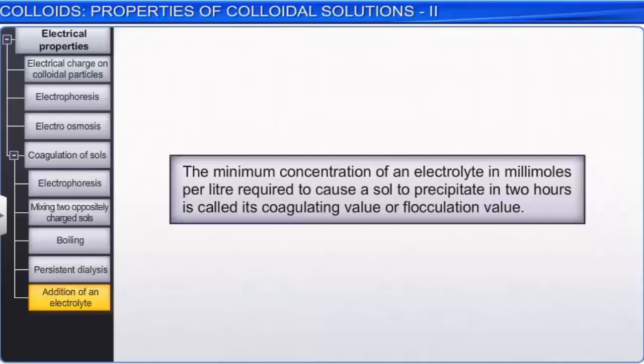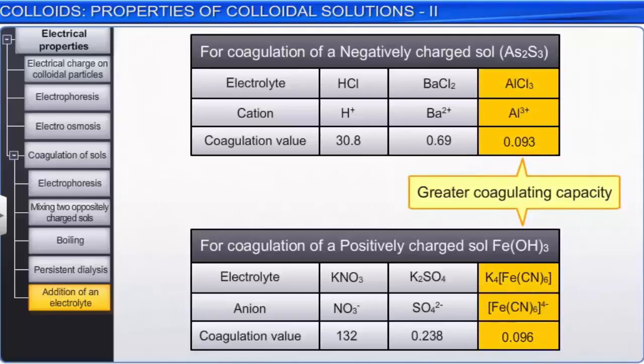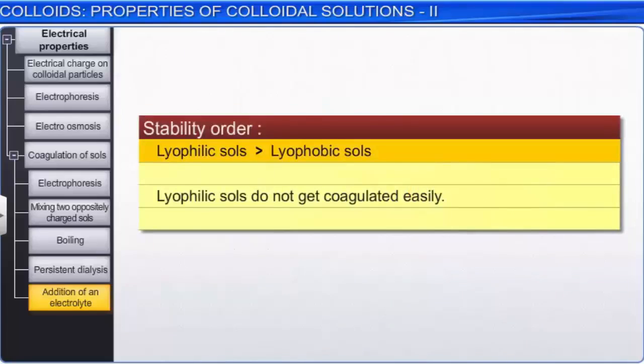You can see from the table that the Al3+ cation and the [Fe(CN)6]4- anion have extremely low flocculation values. Therefore, they exhibit greater coagulating capacity as compared to other ions in their category. Lyophilic sols, on the other hand, are much more stable than lyophobic sols and do not get coagulated easily under similar conditions.